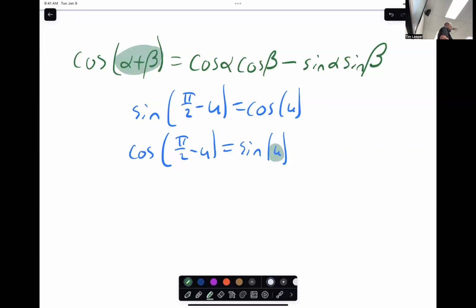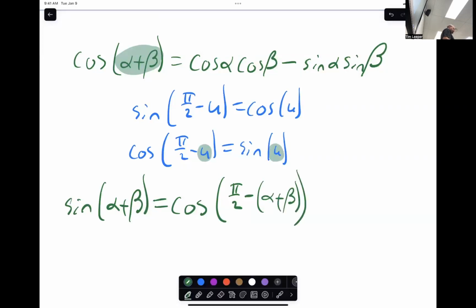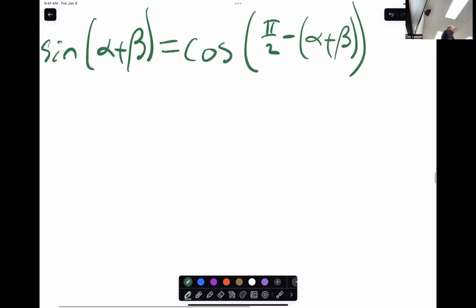Wait, is that what I want? Yes, I want u to be alpha plus beta. Now, what that's telling me is that sine of alpha plus beta, if that's what u is, using this second one here, I'm going to replace it with a cosine of pi over 2 minus the entire u, which in this case is the entire alpha plus beta. Good. But notice something, I can go ahead and distribute that negative there. That's going to give me cosine of pi over 2 minus alpha minus beta.